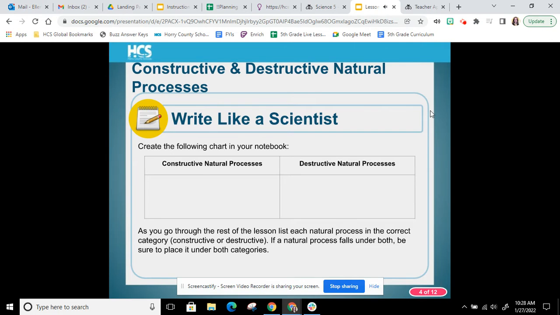You have a Write Like a Scientist activity where you're going to create this chart in your notebook. And as you go through the rest of the lesson, you're going to list each natural process in the correct category, whether it's constructive and it builds up the land, or whether it's destructive and it destroys the land. If for some reason there is a natural process that falls under both, make sure you put it under both categories. There are going to be some cases where the natural process does fall under constructive and destructive.